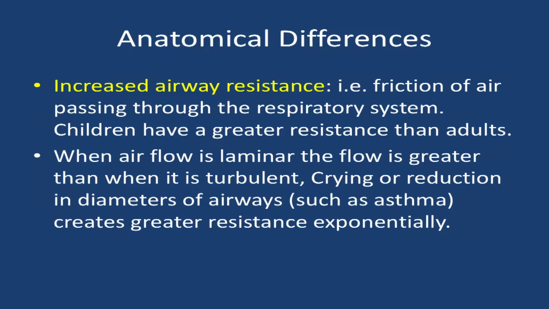Anatomical differences. Increased airway resistance. Friction of air passing through the respiratory system. Children have a greater resistance than adults. When airflow is laminar, the flow is greater than when it is turbulent. Crying or reduction in diameters of airways, such as asthma, create greater resistance exponentially.